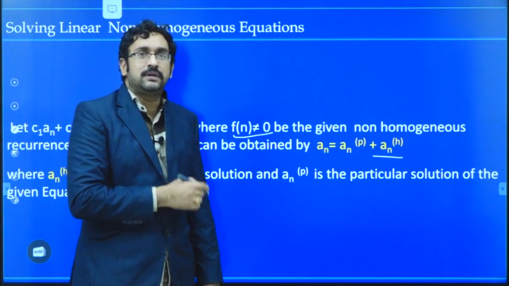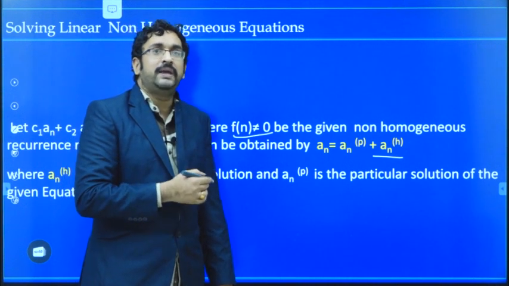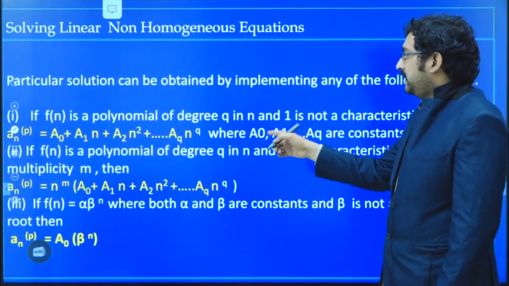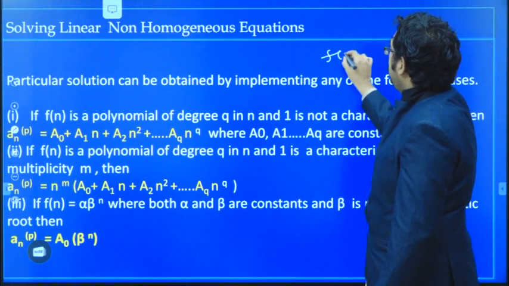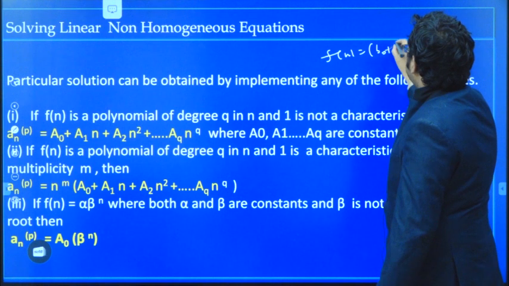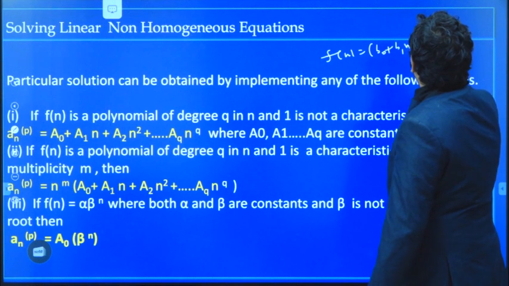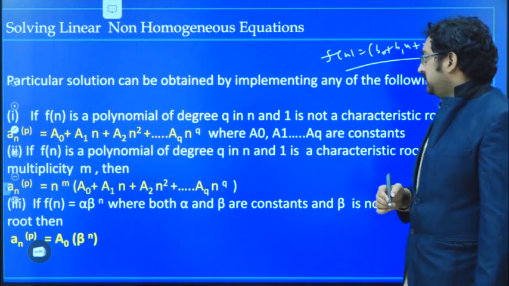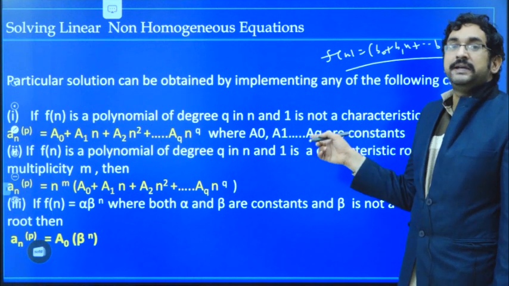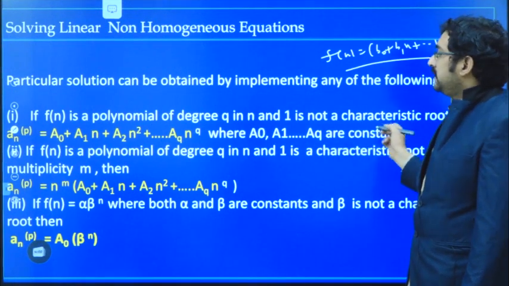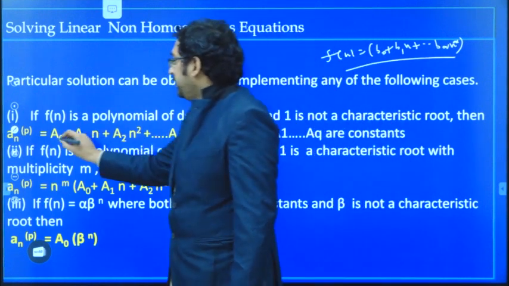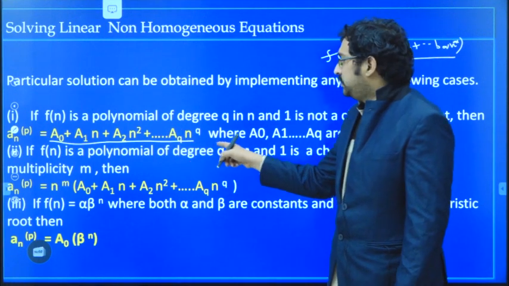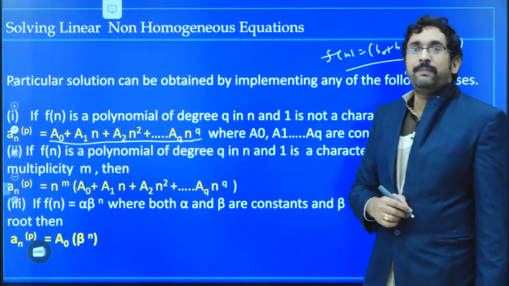So for finding the particular solution for the given non-homogeneous equation, we have some conditions. See the first condition: if f(n) is a polynomial of degree q, that means if f(n) is in the form b0 plus b1 into n plus and so on, bq into n^q, and 1 is not a characteristic root for the given equation, then the particular solution will be a0 plus a1 into n plus a2 into n^2 plus and so on, aq into n^q. That will be the particular solution.